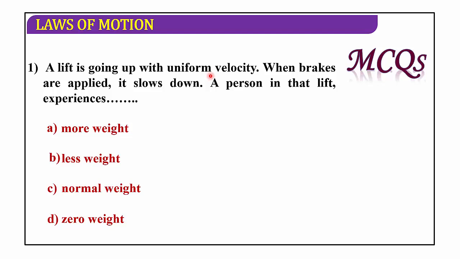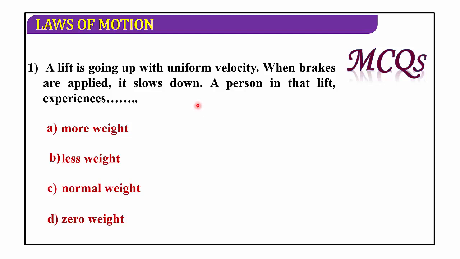A lift is going up with uniform velocity. When the brakes are applied, it slows down. A person in that lift experiences what? A lift is going up with uniform velocity, so the apparent weight is normal initially. When the brakes are applied, the speed suddenly decreases. Then the person in that lift experiences, when the speed decreases, whether more weight, less weight, normal weight or zero weight. Remember, he is going up.